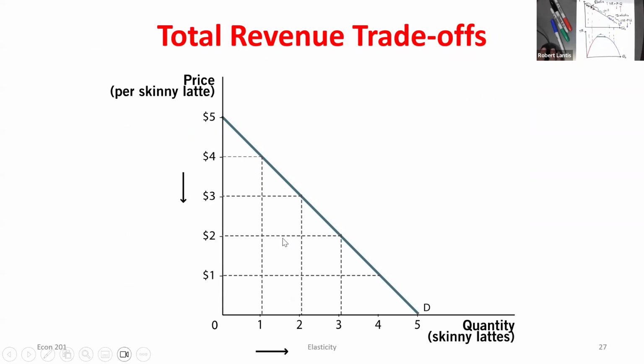So think about here if instead I'm looking at lattes, I guess is the good I chose. But initially, if I were to lower the price, right? So let's say I'm starting out at a price of $4. How much money am I making? Well, at $4, I'm going to be able to sell one of these lattes. So what's my total revenue? Price times quantity, I'd be making $4.